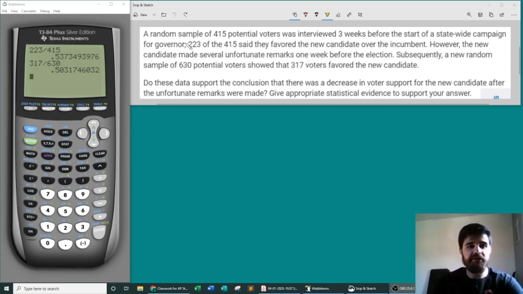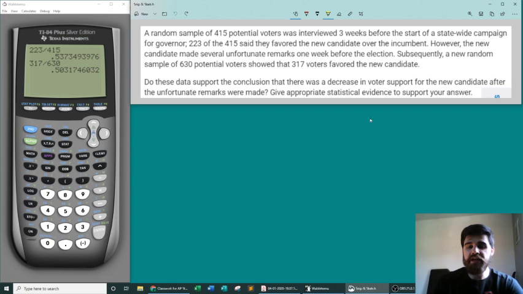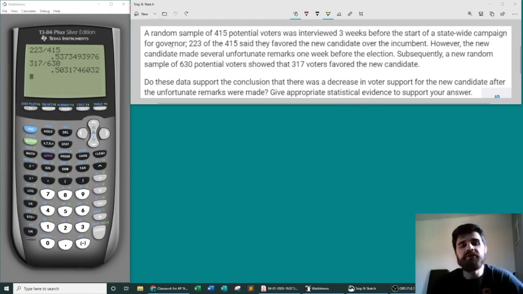So we're going to take a look at this question right here. In this video, we're going to be estimating the true parameter using a confidence interval. And in the next video, we're going to be doing the exact same question, but using a significance test to answer the question. Okay, so here's the situation.